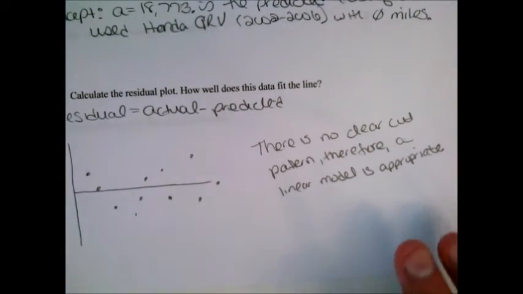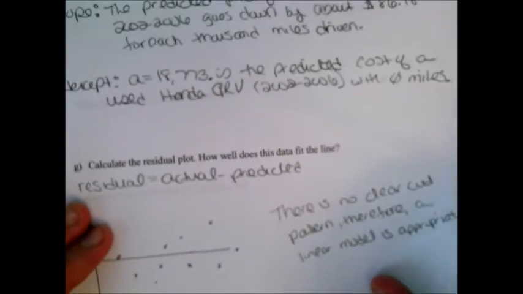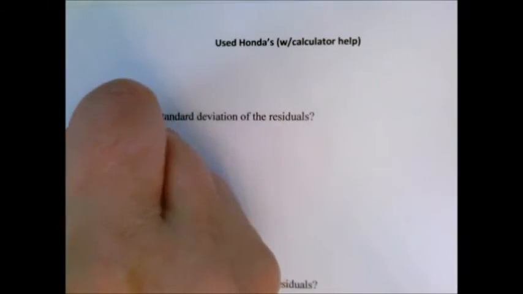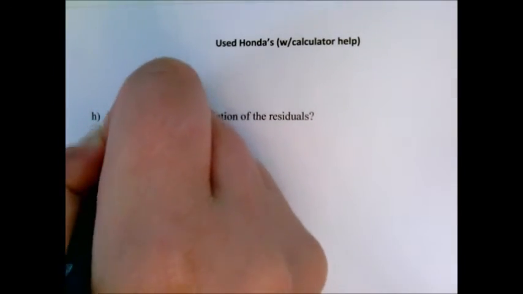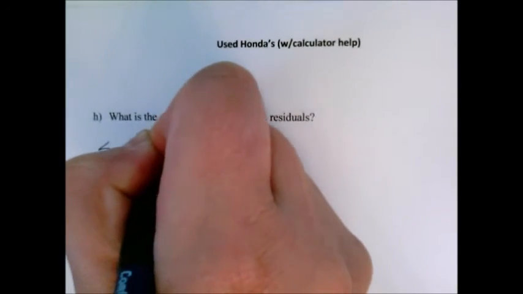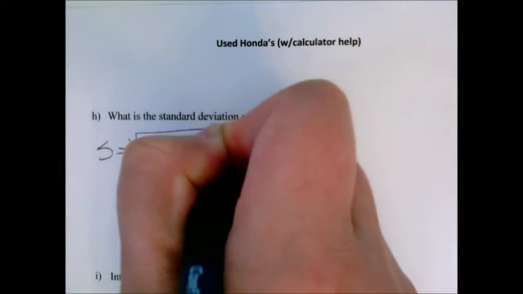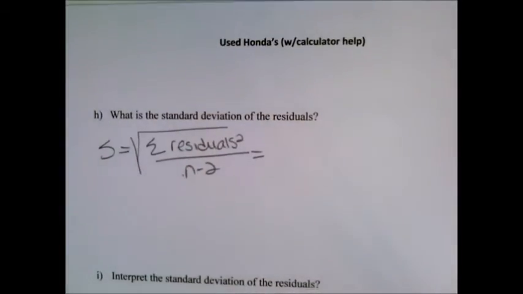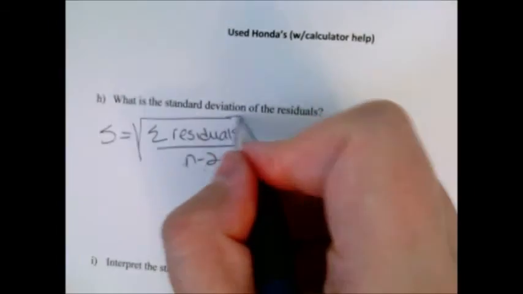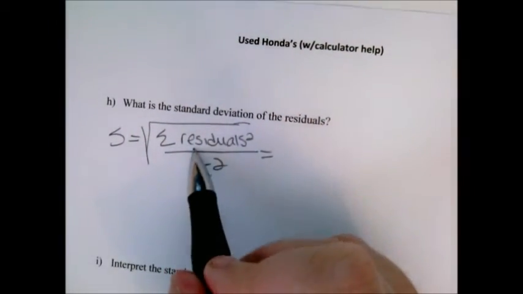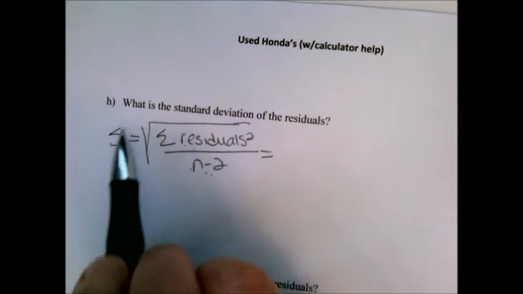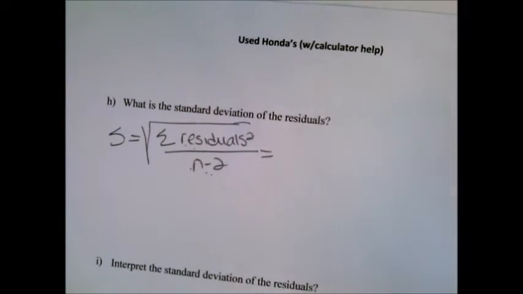What is the standard deviation of the residuals? All right, so again, more complicated formulas. We have already calculated our residuals in n minus 2. We'll see in chapter 12 why we do n minus 2. So we need the sum of the residuals squared. Sum means we have to add them all together, and then divide by n minus 2, take the square root. Calculator will do it.